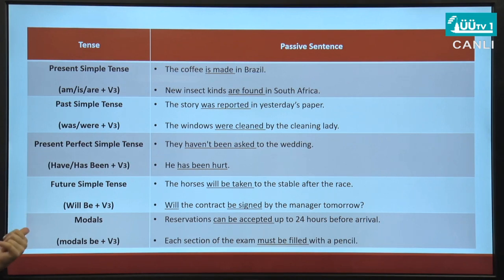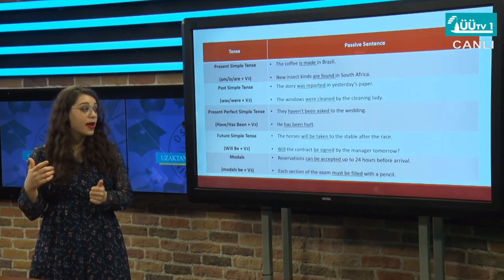And in future simple tense, what we do is that we use will. So after will, we have to use the infinitive form, right? So we have to use be as be and verb 3. So for example, the horse will be taken to the stable after the race. Or will the contract be signed by the manager tomorrow?